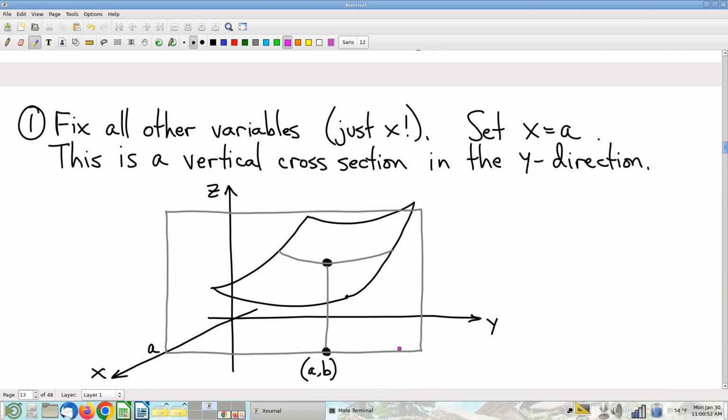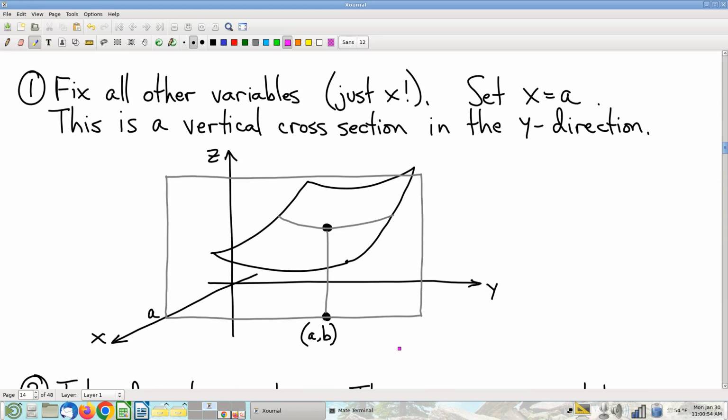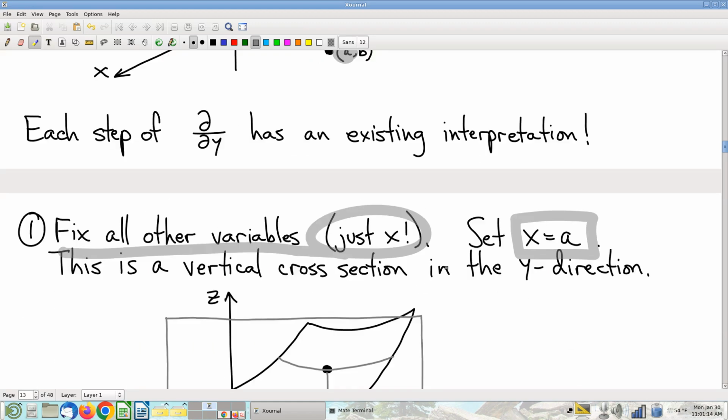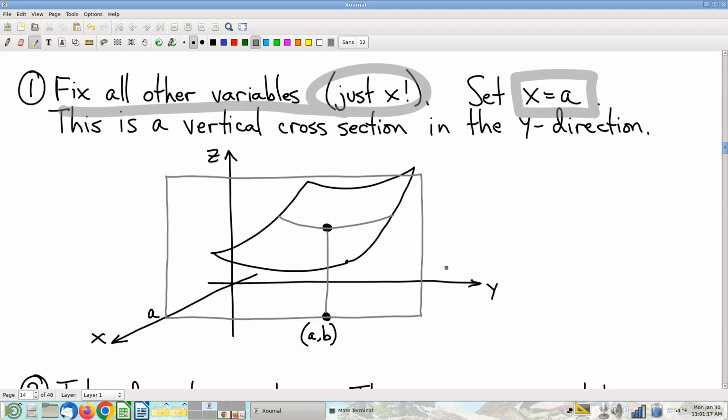So here we go. First step in taking the y partial is to fix all the other variables, which of course, x and y are the variables. And if we're leaving y as a variable, the other variable is just x. So we're going to fix x. And of course, at the point in question, x is a. And so if we're going to fix x, that means we're going to just fix x at the value a. And here is our first geometric interpretation.